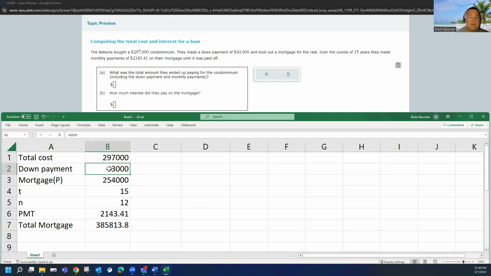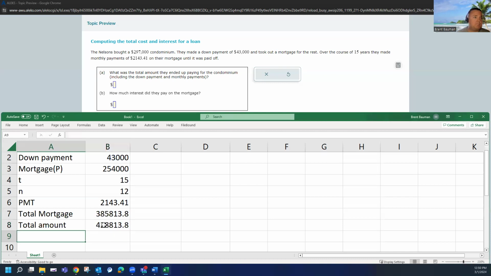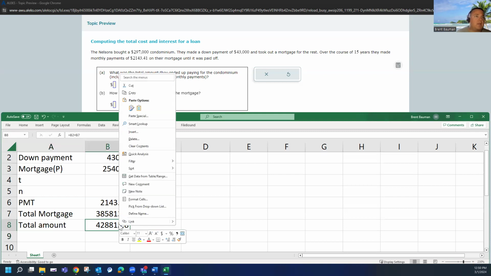So we also need to add in the down payment. So this is going to be our total amount, which is equal to the down payment. That's something we paid. That's something that we put forward, plus the total amount, which is in B7. Okay, so we have the down payment plus how much we ended up paying for the life of the mortgage. Okay, so we have $428,813.80.